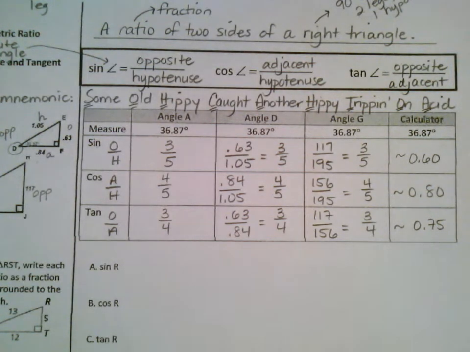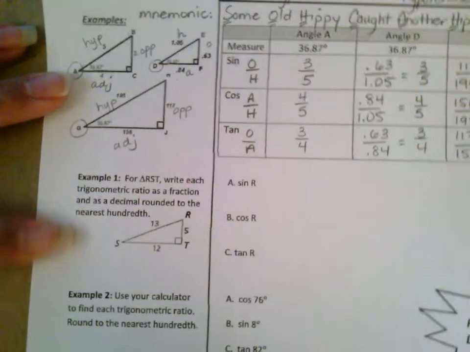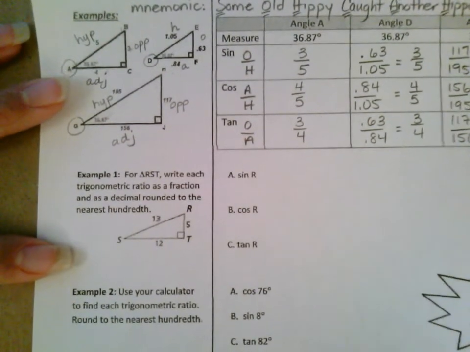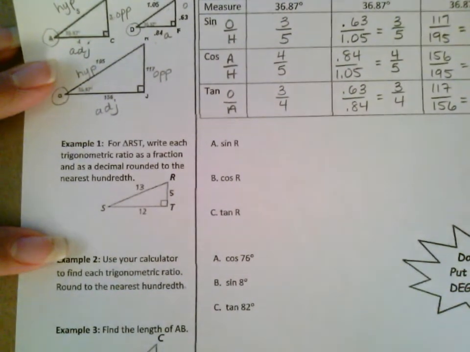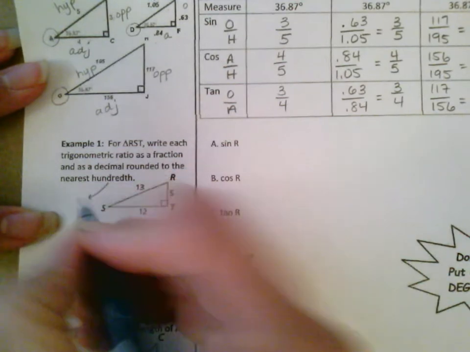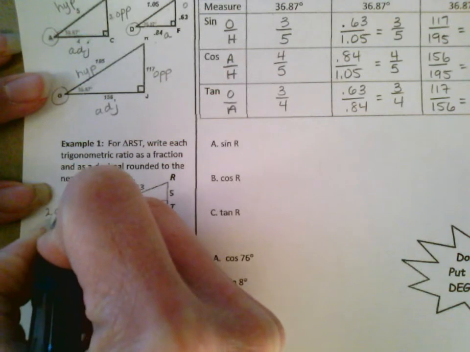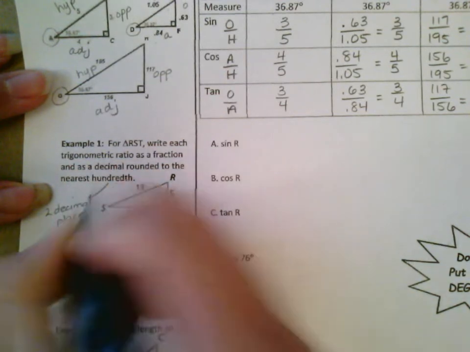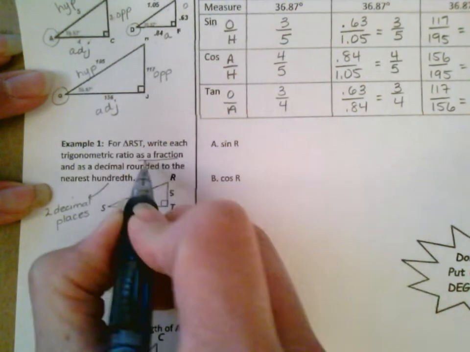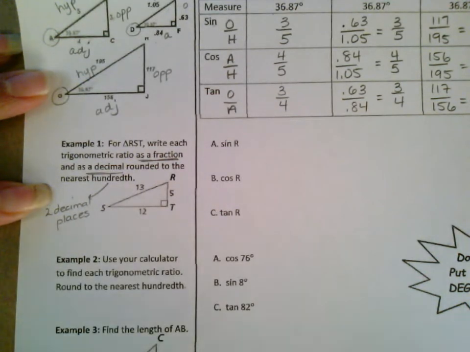So example number 1, it says for triangle RST, they want us to write each trig ratio as a fraction and as a decimal rounded to the nearest hundredth. So the nearest hundredth, 100 has 2 zeros, so we want 2 decimal places, right? So 2 decimal places in addition to the fraction, okay? Because they wanted us to do it as a fraction and as a decimal. Okay, so 2 different ways to represent.